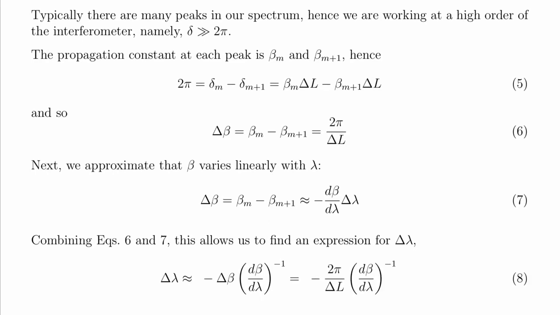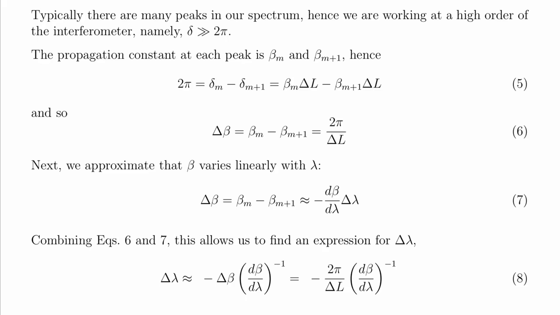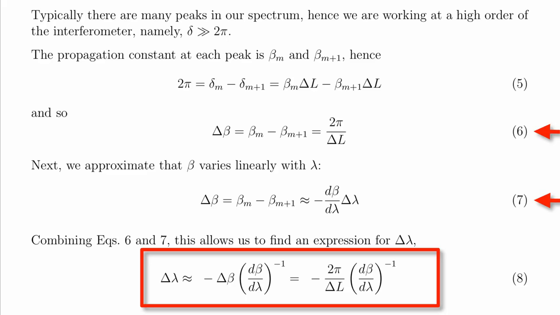Next, we approximate that beta varies linearly with lambda by defining the slope of beta with respect to lambda. This allows us to relate delta beta to delta lambda. We can combine the above two equations to find an expression for delta lambda. It is in terms of 2 pi, delta L, and the slope of beta versus wavelength.